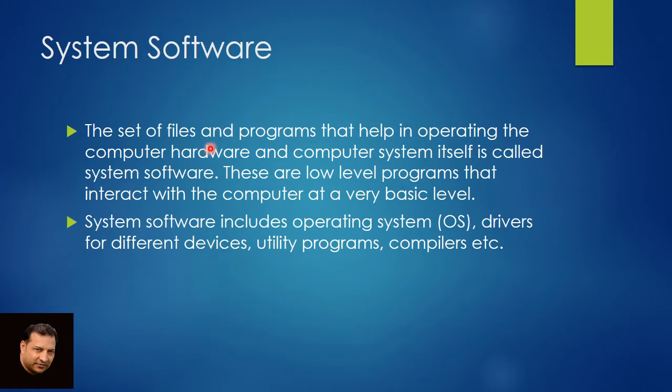Now first let us see system software. The set of files and programs that help in operating the computer hardware and computer system itself is called system software. These are low-level programs that interact with computer at very basic level, or we can say at machine level. System software includes operating system, drivers for different devices, utility programs, compilers, etc.